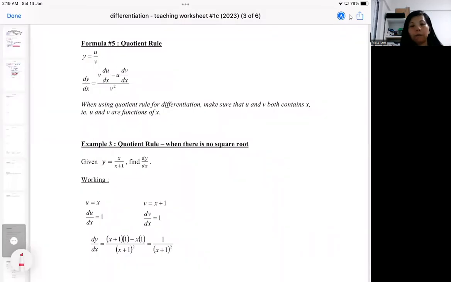So this will be the fifth rule for the technique of differentiation. The name of the fifth rule will be called the quotient rule. As the name suggests, it will be a fraction.